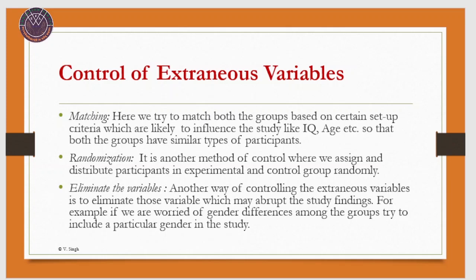Another method of control is eliminating the variables that may influence the study findings. Suppose we are bothered about sex or gender related differences existing in the composition of the group. Then we may include only one gender in the study and thus eliminate the other gender. That means we can make the groups only including boys, or only composed of girls. Thus, it is also in a way to increase the validity and replicability of the study.